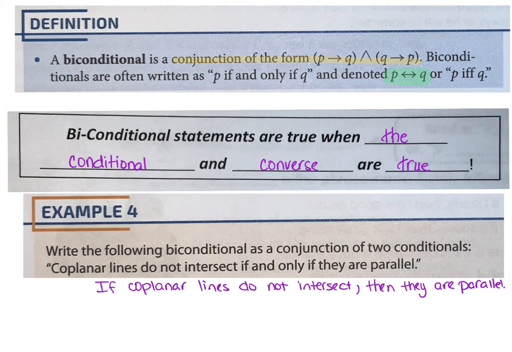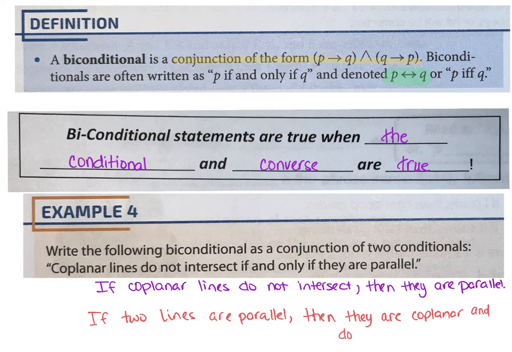All right? And then your converse of that would be, if two lines are parallel, then they are coplanar and don't intersect. And that is also true. So this would be a true biconditional statement. All right. So you can split every biconditional into two statements. And if they're both true, then your biconditional is true. All right. So let's look at your handout.